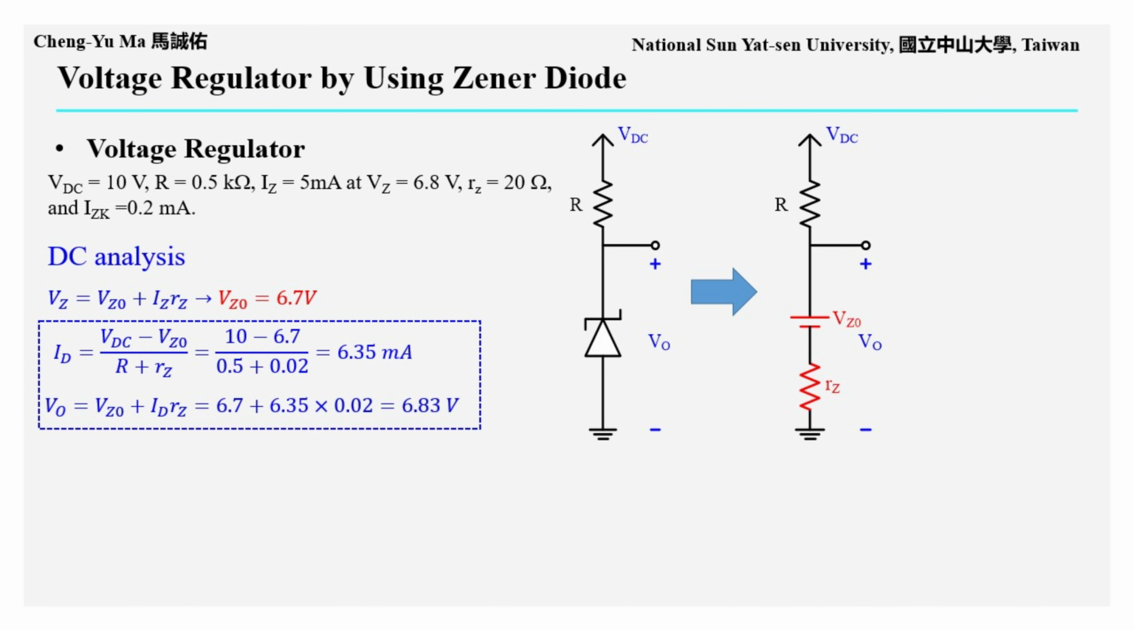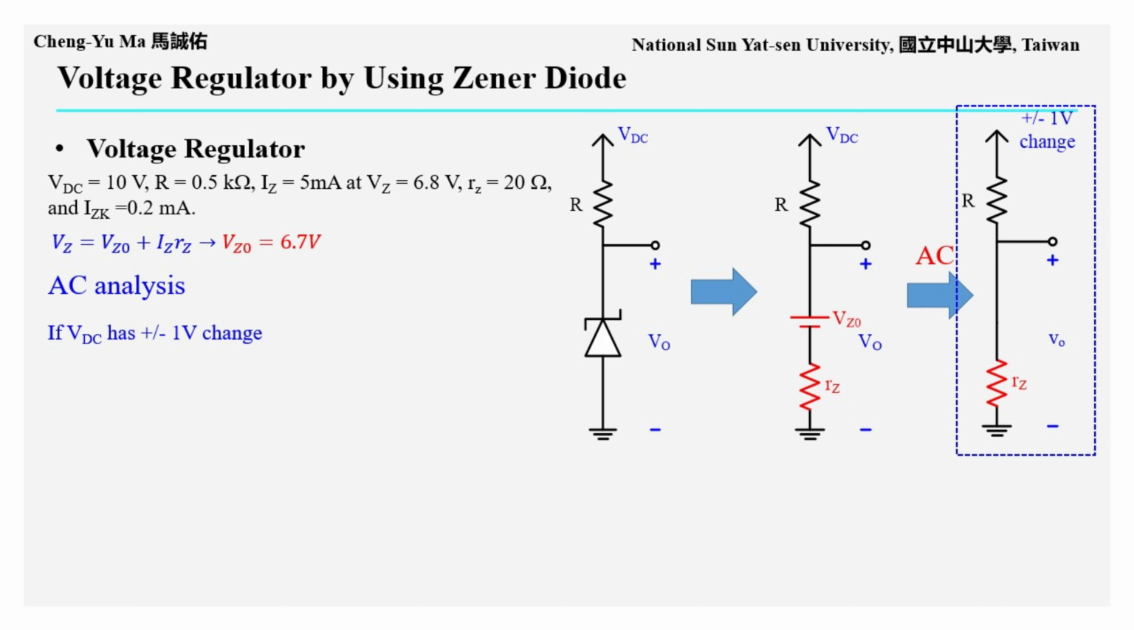With the equivalent circuit, we can directly calculate the diode conduction current under VDC equals 10 volts. ID equals VDC minus VZ0 divided by R plus RZ. Substituting the values, this is 10 volts minus 6.7 volts divided by 0.5 kiloohms plus 0.02 kiloohms, which gives 6.35 milliamps. Then the output voltage VO equals VZ0 plus ID times RZ. This gives 6.7 plus 6.35 times 0.02, which is 6.83 volts. Therefore, the output voltage of this circuit is 6.83 volts.